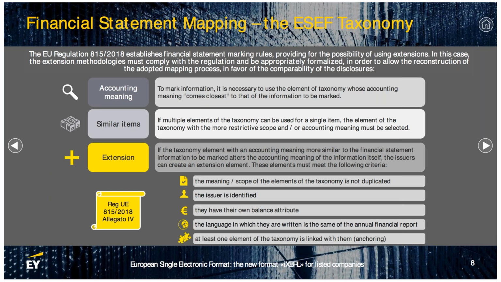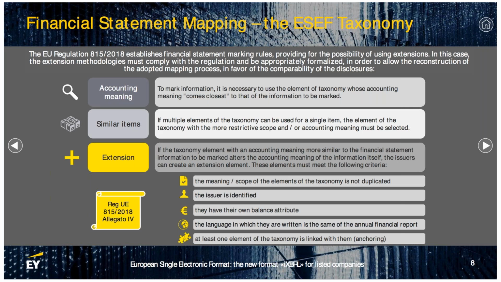But what is the criteria? The scope of the extension elements and the elements of the taxonomy is not duplicated. The issuer is identified, so you have your name, your abbreviation. They have their own balance attribute. The language in which they are written is the same as the annual financial report, and at least one element of the taxonomy is linked with them, so the anchoring mechanism. So this is a big bang.